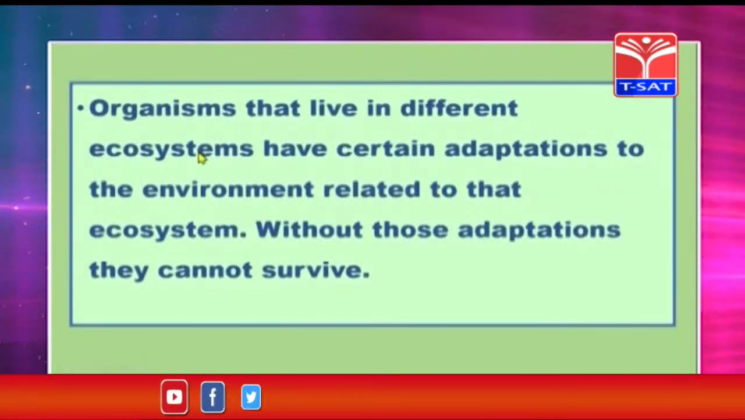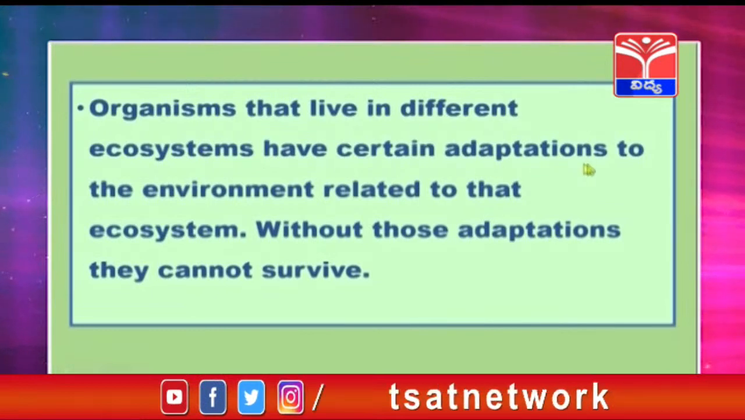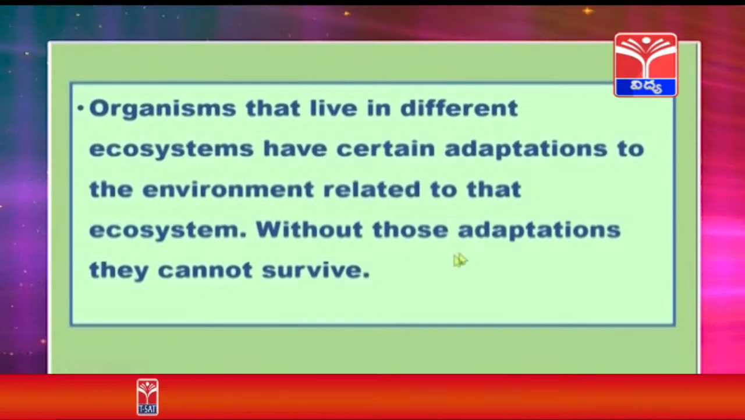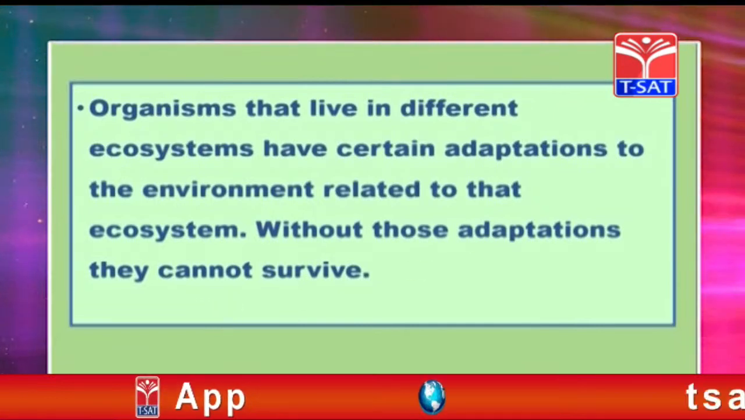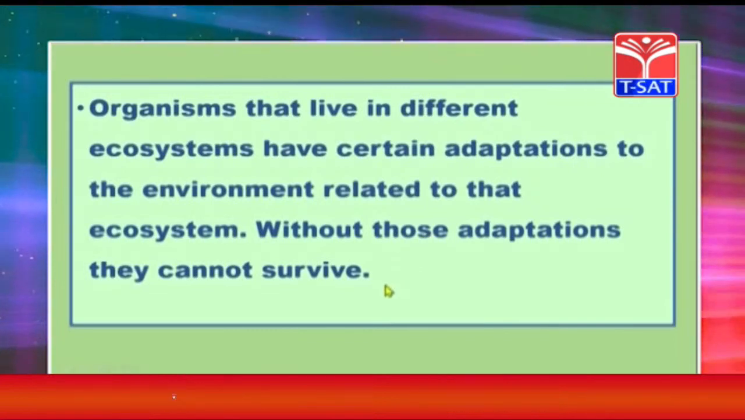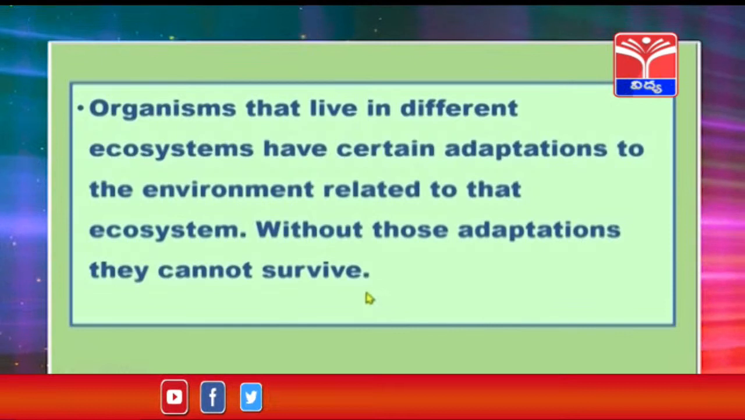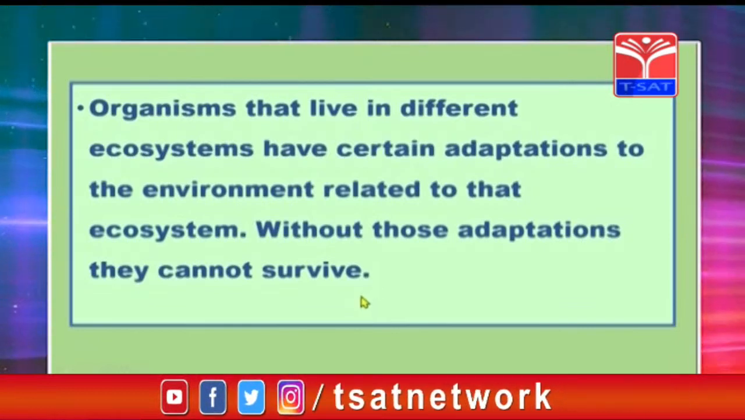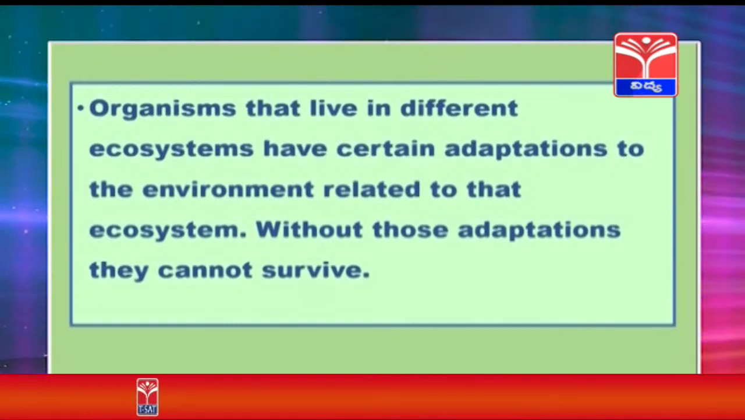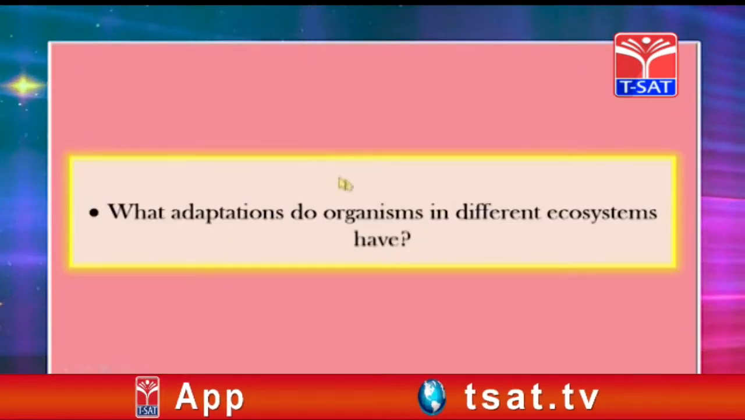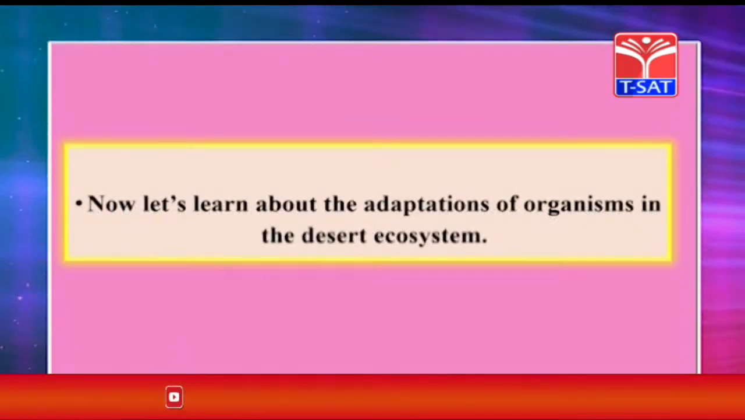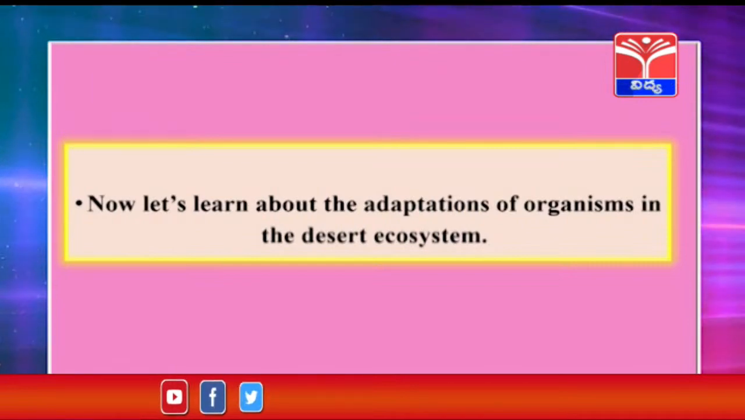Organisms that live in different ecosystems have certain adaptations to the environment related to that ecosystem. Without those adaptations, they cannot survive. That means to tolerate the environmental conditions and depending upon the nature of the habitat, organisms adopt certain kinds of modifications in their body. They may be plants or they may be animals. What adaptations do organisms in different ecosystems have? Now let us learn about the adaptations of organisms in the desert ecosystem.